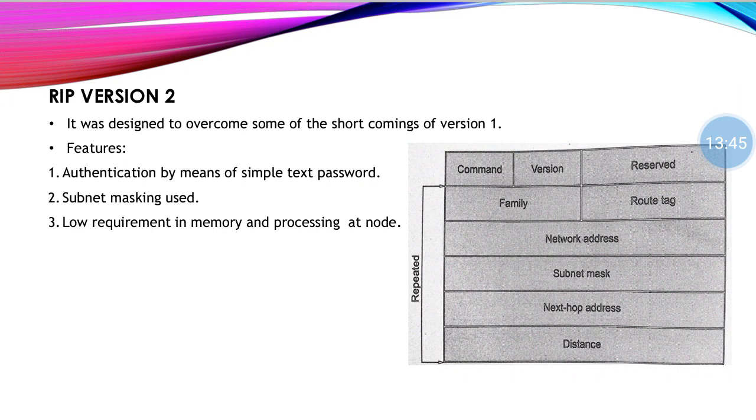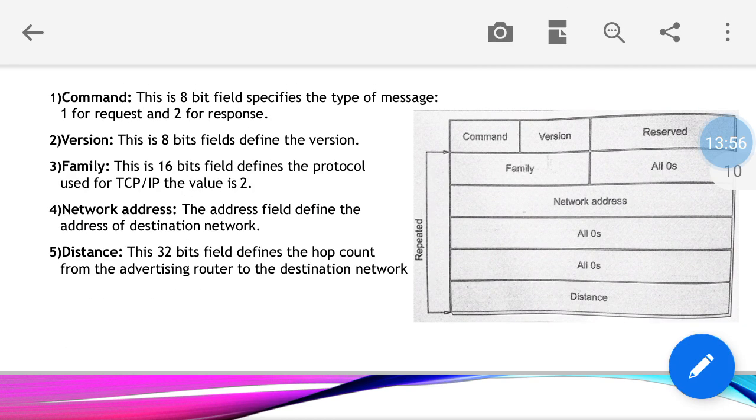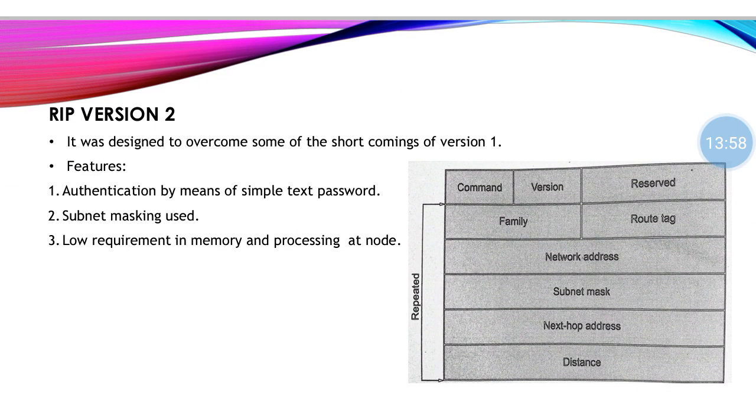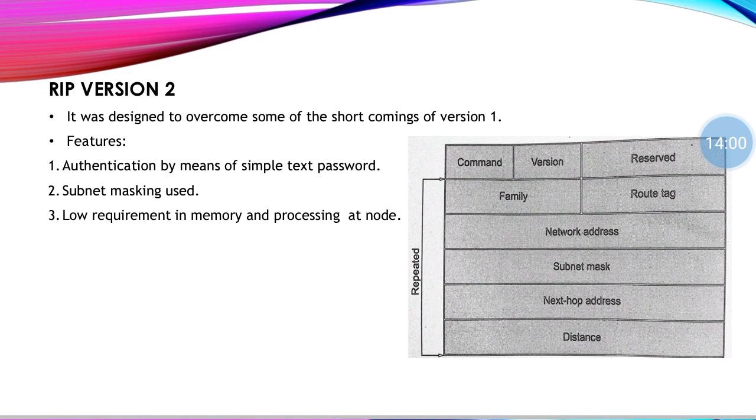This is RIP version 2. It is similar to RIP version 1. Command and version are similar to RIP version 1. Here we have family. There also we had family. Here we have route tag, which is changed. Now route tag is nothing but giving numbers to different autonomous systems. For example, autonomous system 1, autonomous system 2. So route tag identifies the autonomous systems with their identifier.